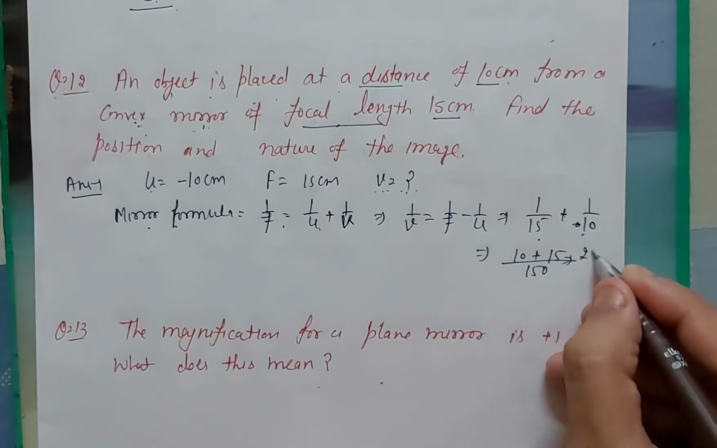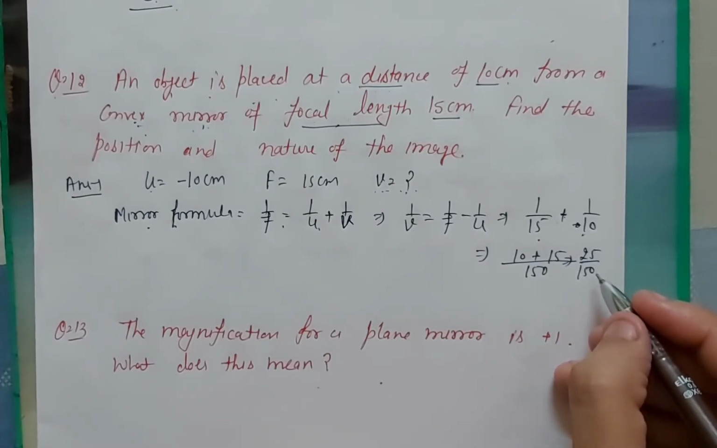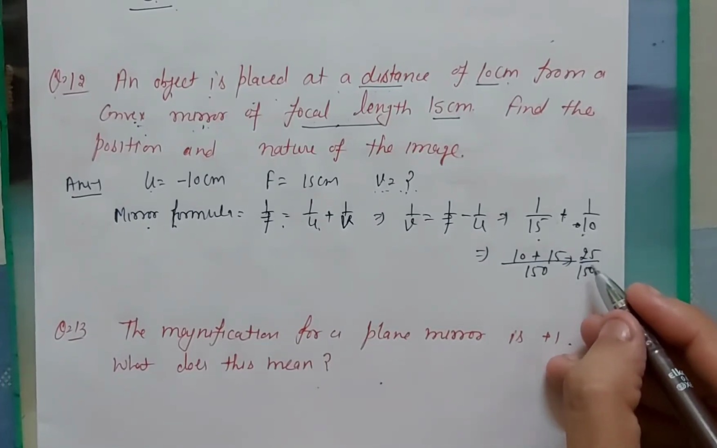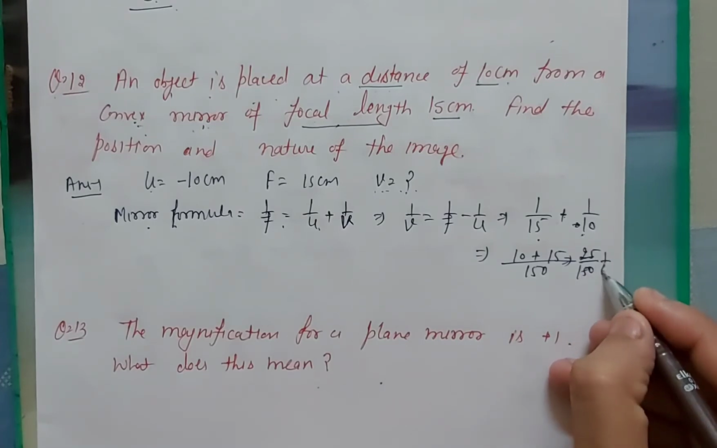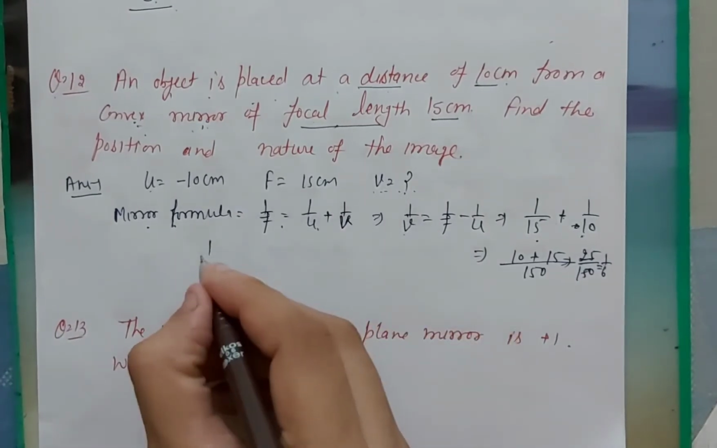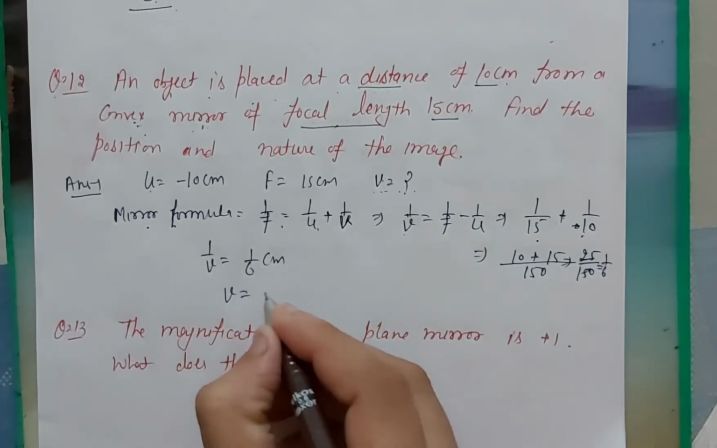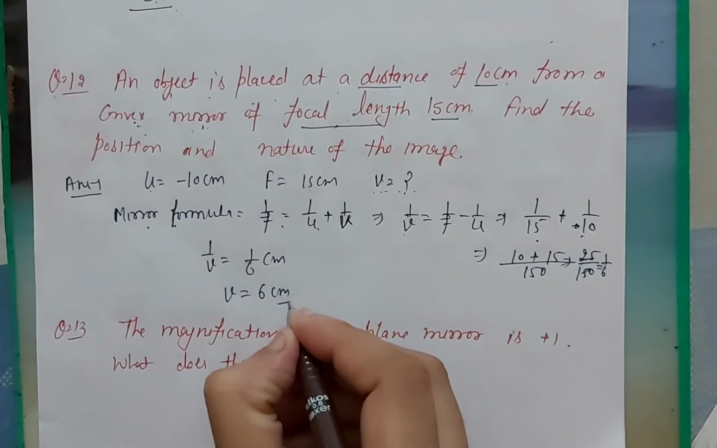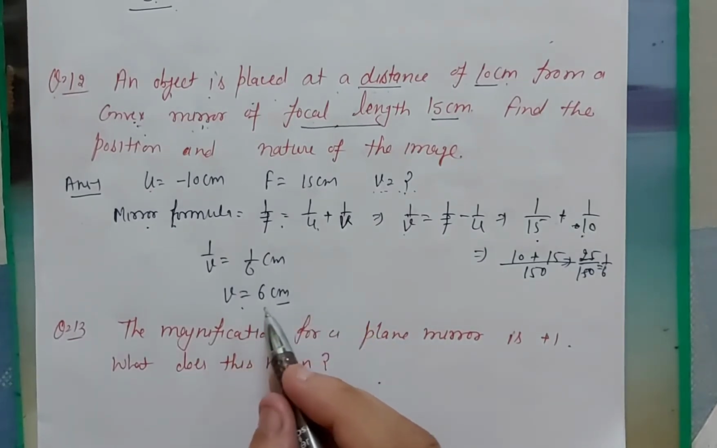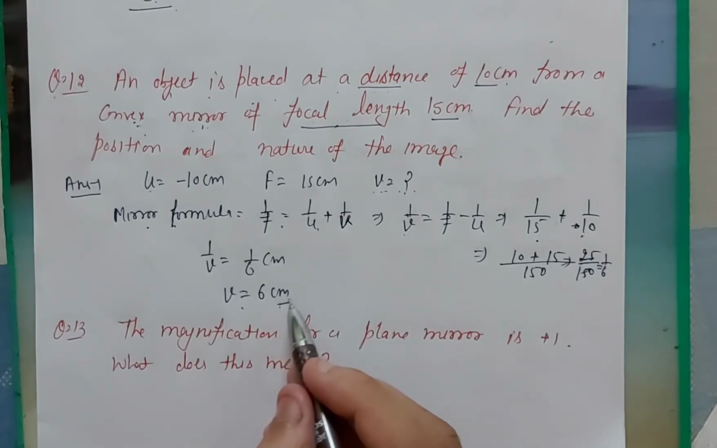So 1/15 plus 1/10, 150. Okay, so when we cut it, 1/6. So here 1/v is equal to 1/6 centimeter. So v is equal to 6 centimeter. So v is positive. So if v is positive, that means the image is formed.